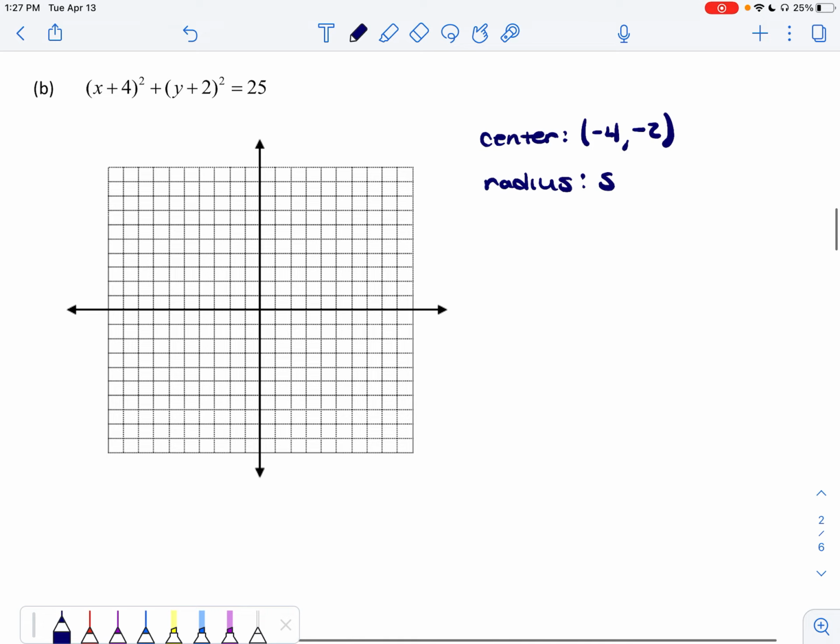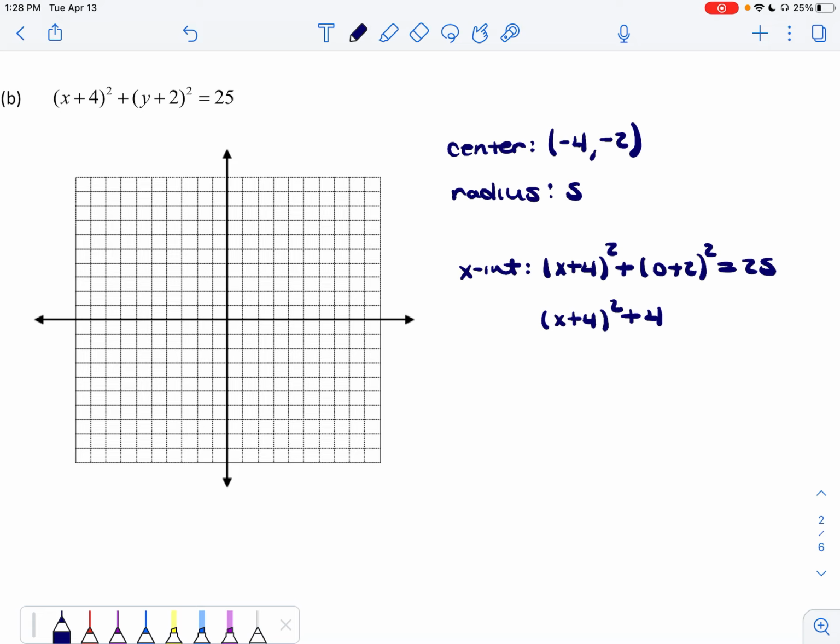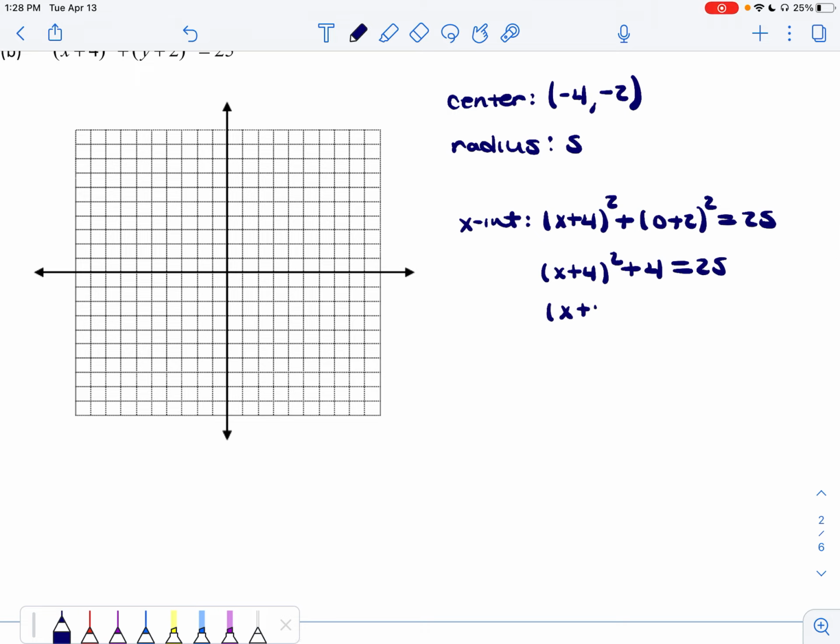All right, then x and y intercepts. Let's find our x-intercepts first. So plugging in 0 for y, we're going to have (x plus 4) squared plus (0 plus 2) squared is equal to 25. All right, so that's going to give us (x plus 4) squared plus 4 is equal to 25, or (x plus 4) squared is equal to 21.